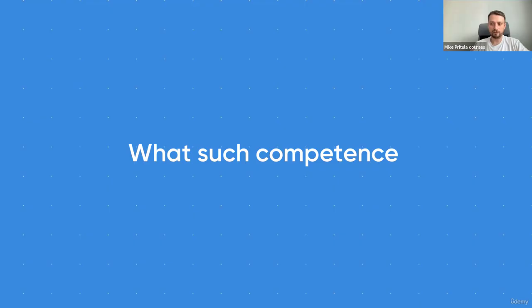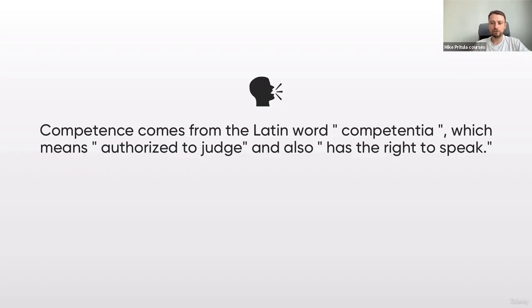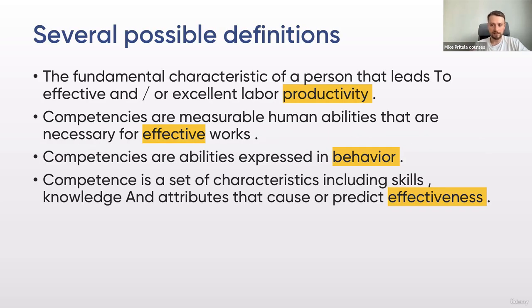That is, you need to gather information about the employee. Now, what is competence? There's sometimes confusion, a misunderstanding of what is what and how things relate to each other. Our task today is to clarify this so that later, when we gather information and describe profiles, we don't get confused. Competence comes from the Latin word competentia and means authorized to judge or has the right to speak. Next, there are different definitions of what competence is.